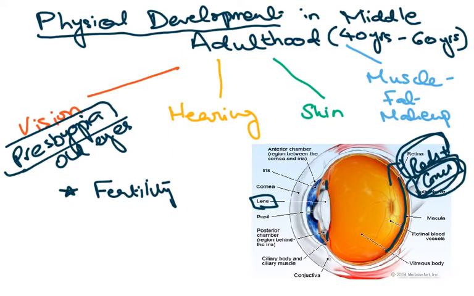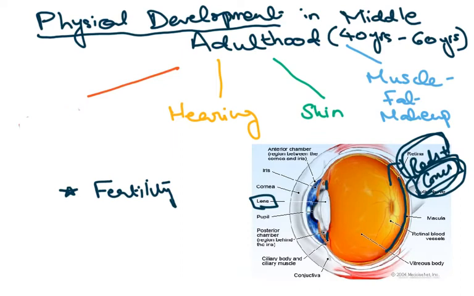Another thing that happens is that you're at increased risk of glaucoma, right? So what exactly is glaucoma? Glaucoma is a condition in which pressure builds inside the eye, and because of that increased pressure, a lot of different complications can come about. If glaucoma is left untreated, there can be a complete loss in vision as well, right? So this is what's happening with vision.